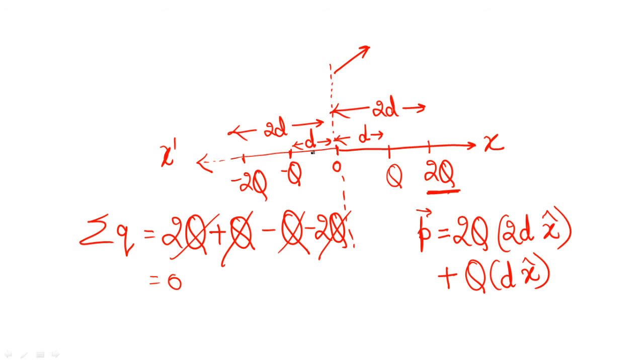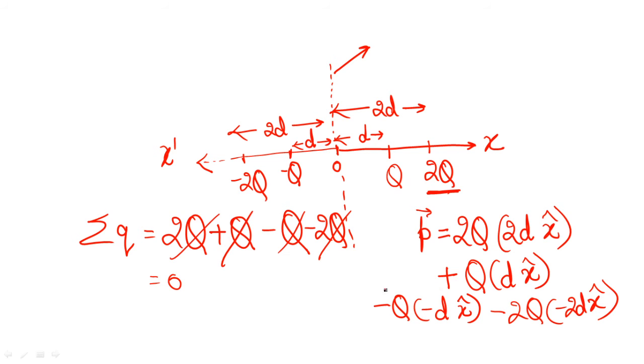Next, if we consider the minus Q, you just write it as minus Q, and the distance will be minus D x cap, because it is in the negative x direction, you write minus x cap, and that sign has been considered here. Minus 2Q, minus 2D x cap. It's not that we take the distance as negative, but we consider the negative sign for the unit vector.